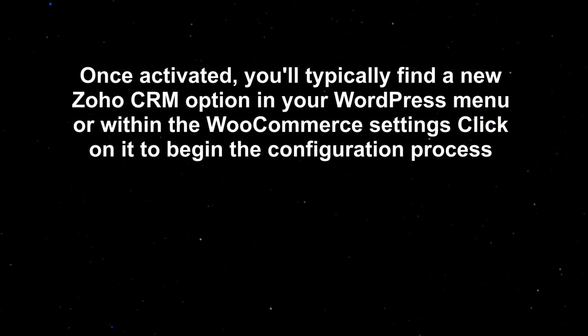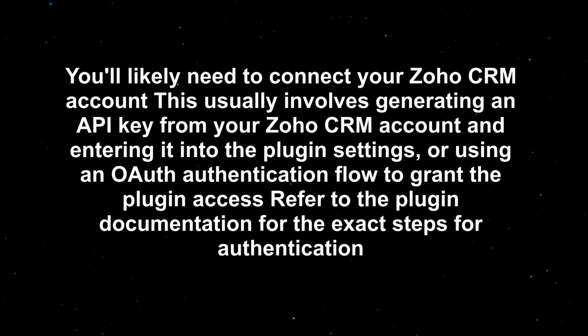Once activated, you'll typically find a new Zoho CRM option in your WordPress menu or within the WooCommerce settings. Click on it to begin the configuration process. You'll likely need to connect your Zoho CRM account. This usually involves generating an API key from your Zoho CRM account and entering it into the plugin settings, or using an authentication flow to grant the plugin access. Refer to the plugin documentation for the exact steps for authentication.